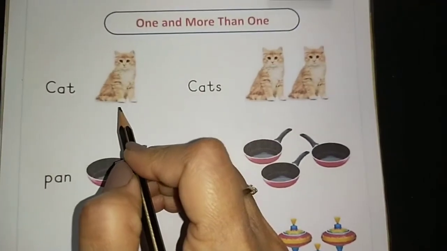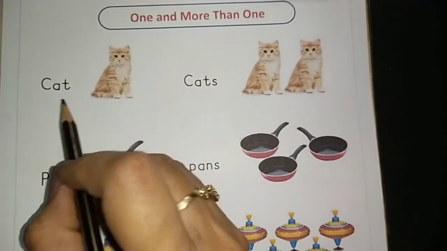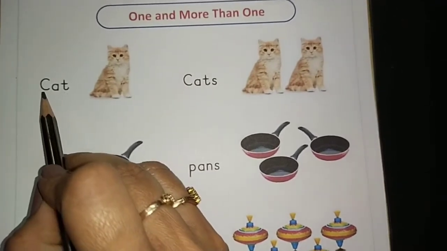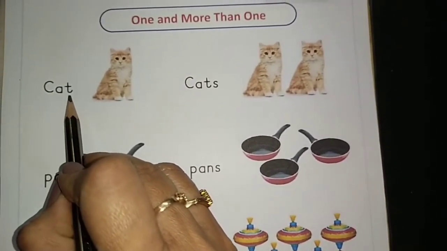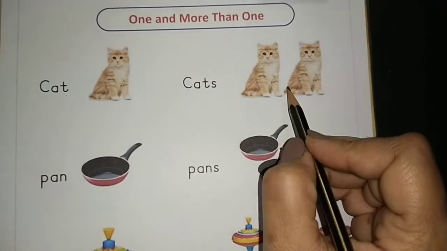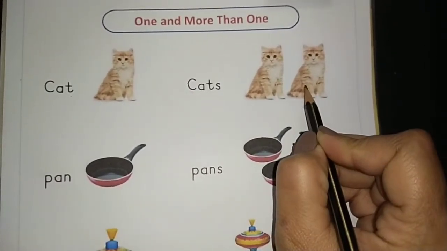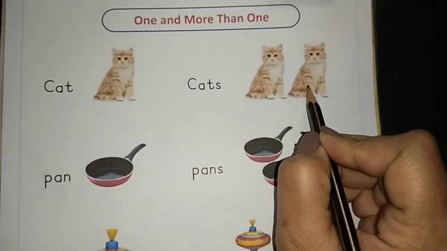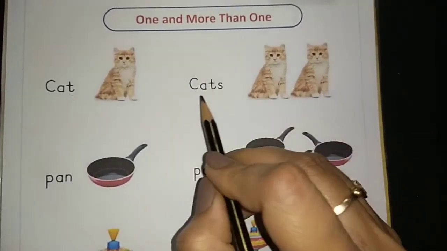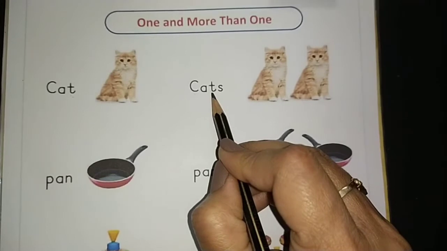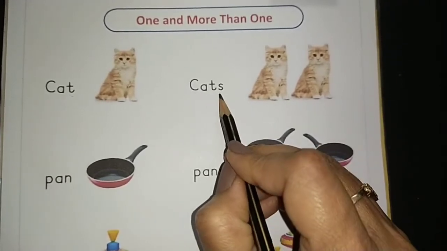See kids, there is only one cat. So we will write only cat. C-A-T, cat. Now count here. How many cats are there? 1, 2. There are 2 cats. So we will write C-A-T as cats.